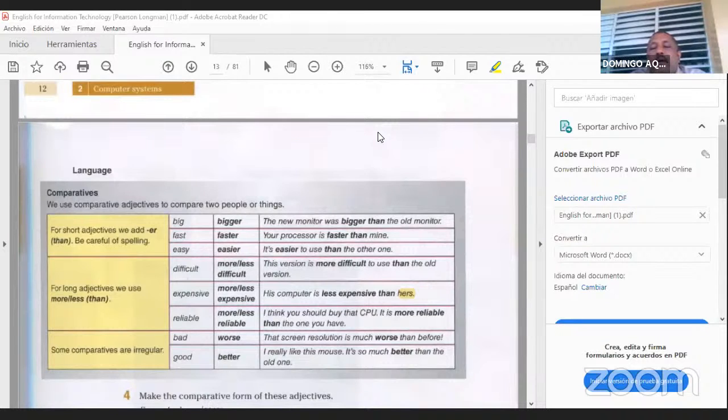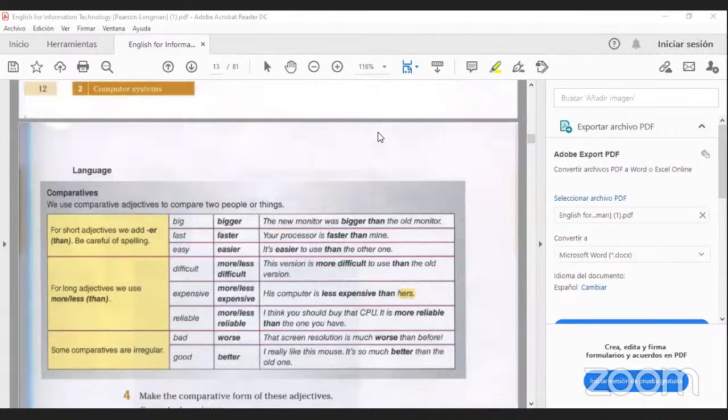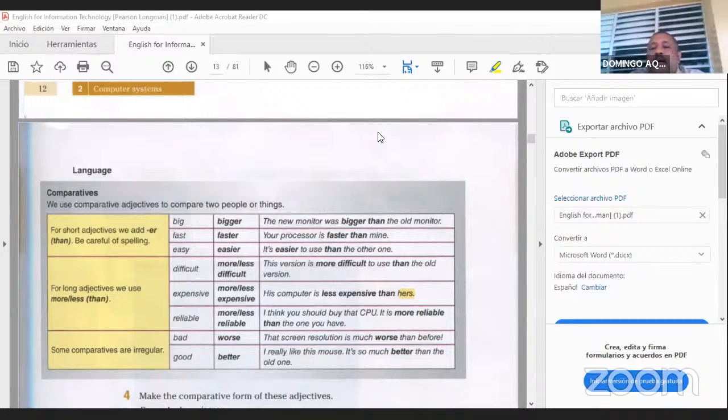Her, yo digo, this is her car. Her car. Ahora yo digo, the car is hers. This is our house. The house is ours. This is your book. The book is yours.